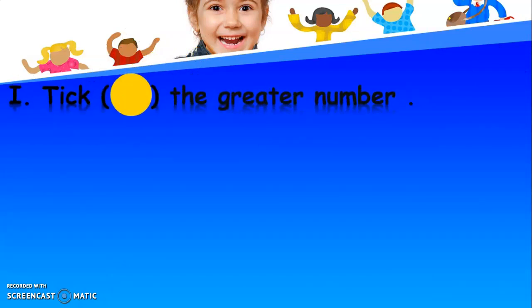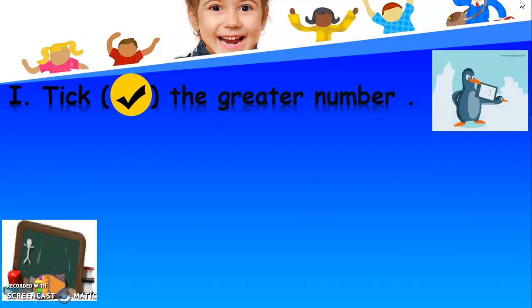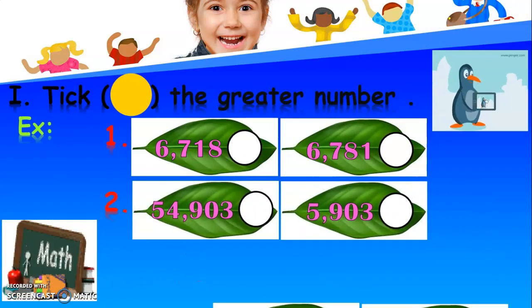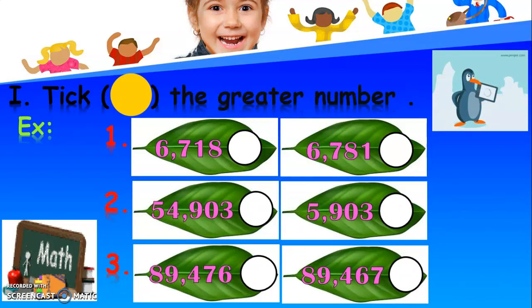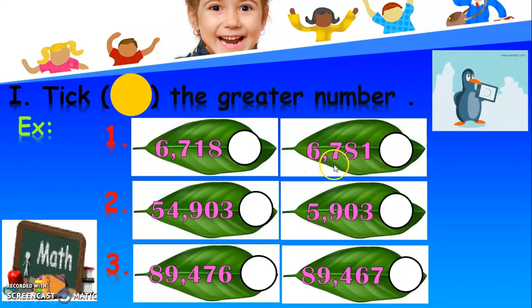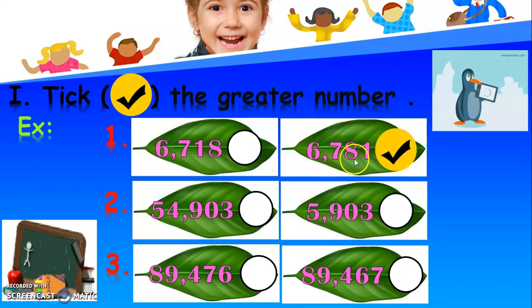So again, for letter I, this one is for comparing two numbers and finding the greater one. Let's see what is the correct answer for number 1, for number 2, and then for number 3. For number 1, we are comparing 6,718, and the other number is 6,781. The greater number is 6,781. Remember the steps for comparing numbers. Try to look at every digit using its place value.